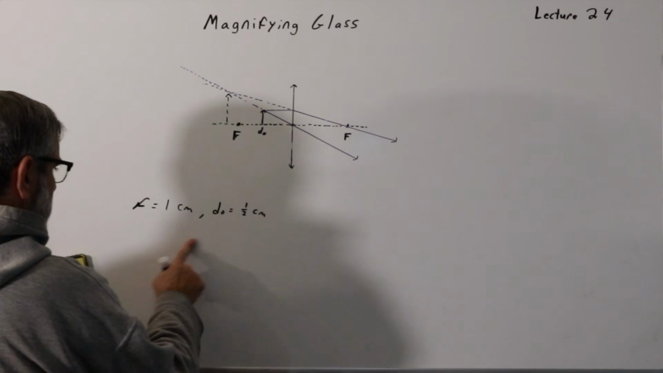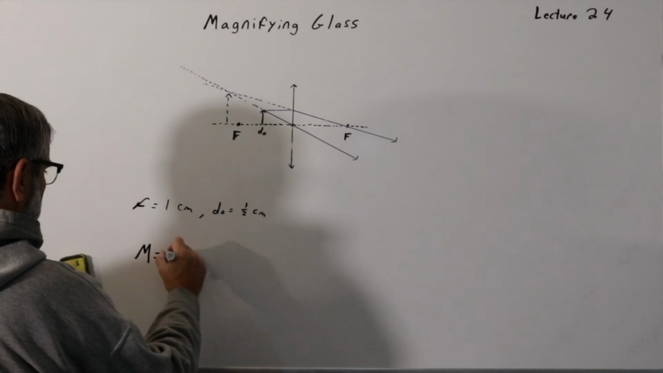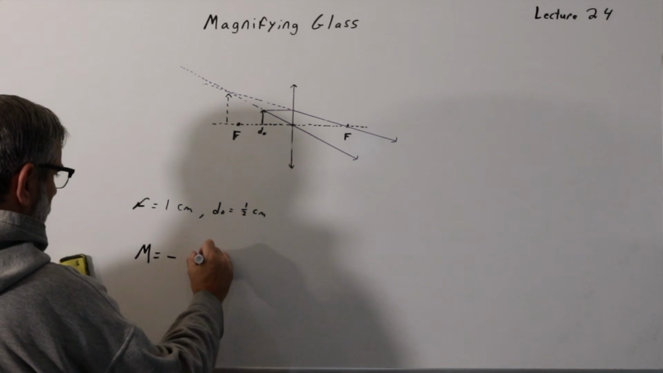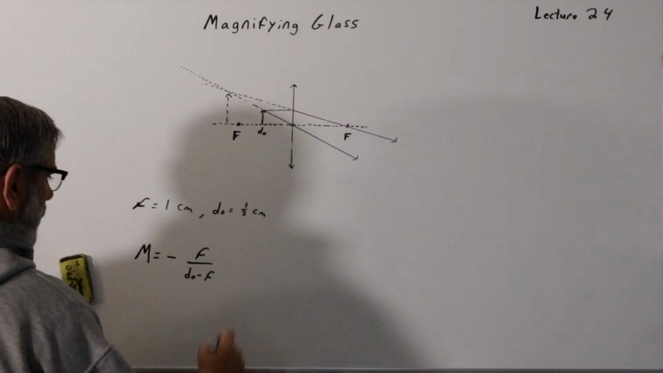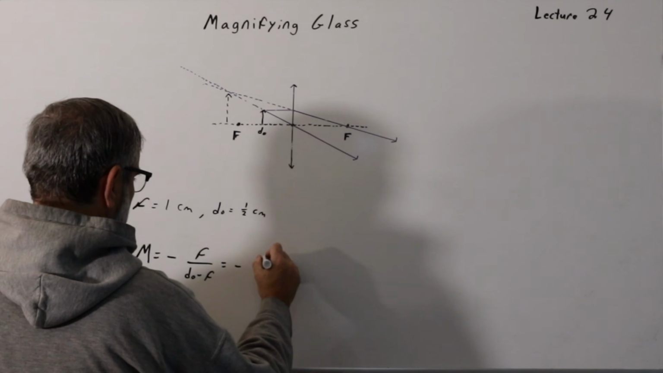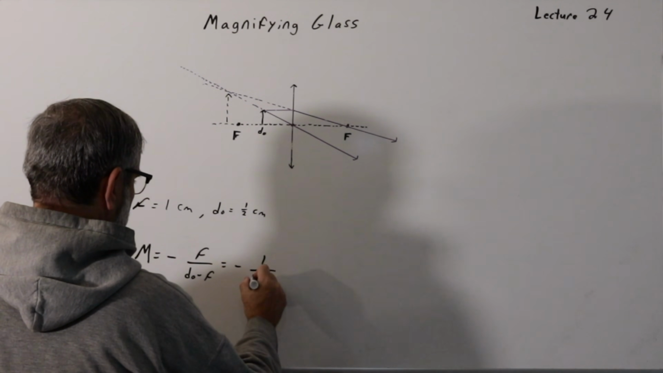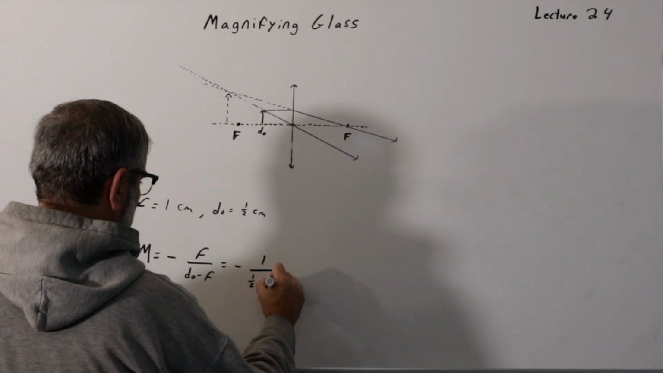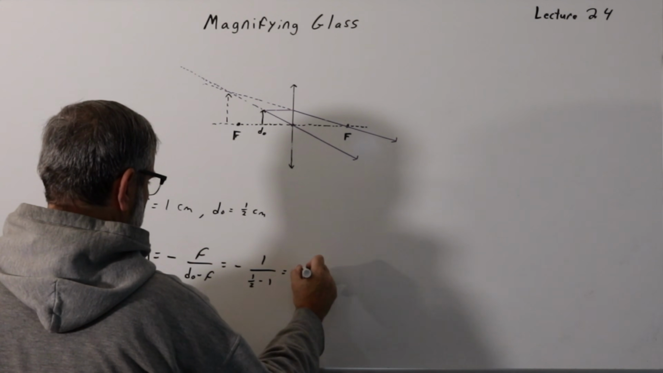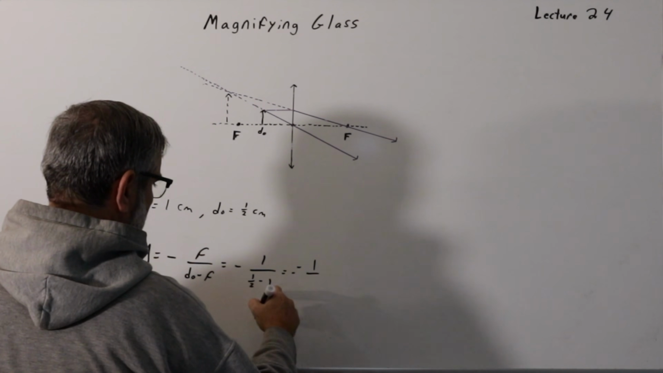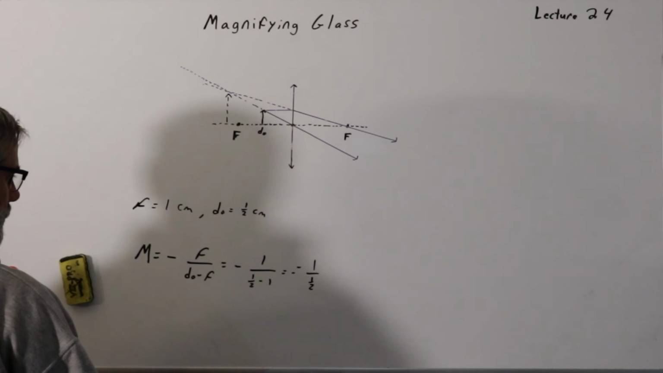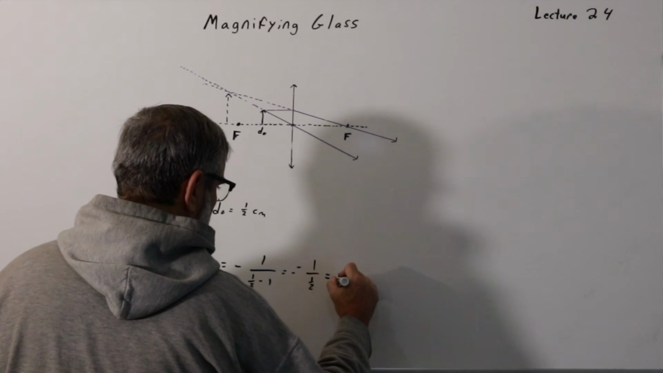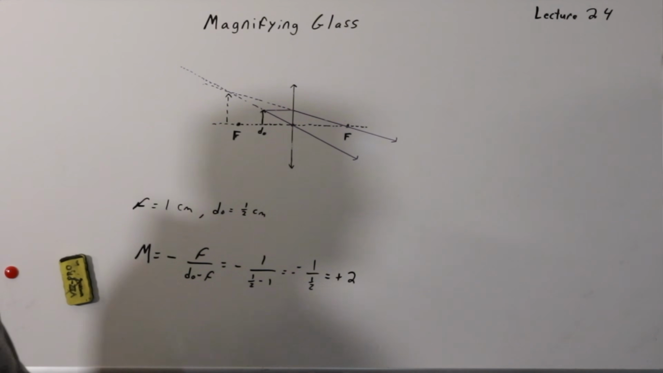From the previous lesson, we found that the magnification would be equal to the negative of the focal length divided by d_o minus the focal length. Well, that's going to be equal to minus, focal length is 1, d_o is 1/2, minus 1, which is equal to minus 1 over a half minus 1, which is minus a half, so we get a 1/2 down here, which is equal to plus 2, right?